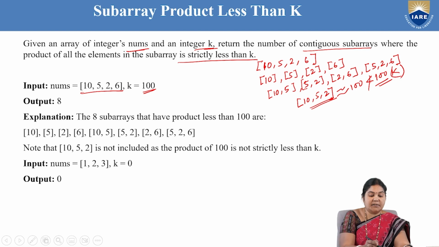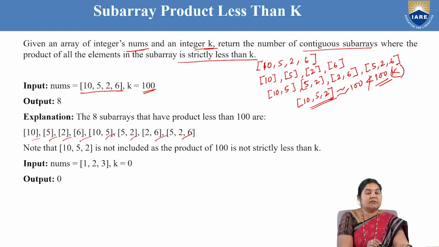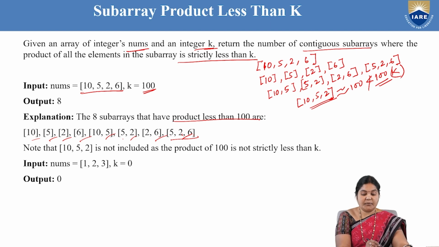So, you can take all the combinations. 10, 5, 2, 6, single element. Then 10 5, 5 2, 2 6, then 5 2 6. So, these many subarrays are possible whose product of elements is less than 100. 10 into 6 is 60, so it is less than 100. 2 into 6 is less than 100. 5 into 10 is 50, which is also less than 100. So, these many subarrays are possible where the product is less than 100. But 10, 5, 2 we cannot take because the product is exactly equal to 100, which is not strictly less than k.